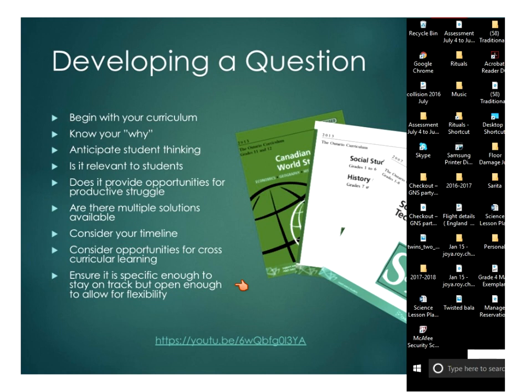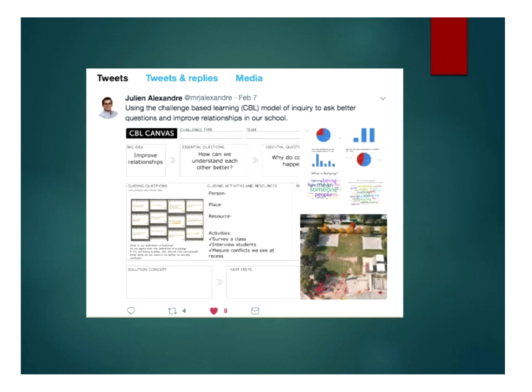So I was doing some browsing on Twitter one day, and I actually came across this next slide here. I came across this tweet, and Julian is a teacher in, I believe, near Toronto area, and he had tweeted out some information about a challenge-based learning project that his students were working on, and I loved this one because they were looking at how they can improve relationships.